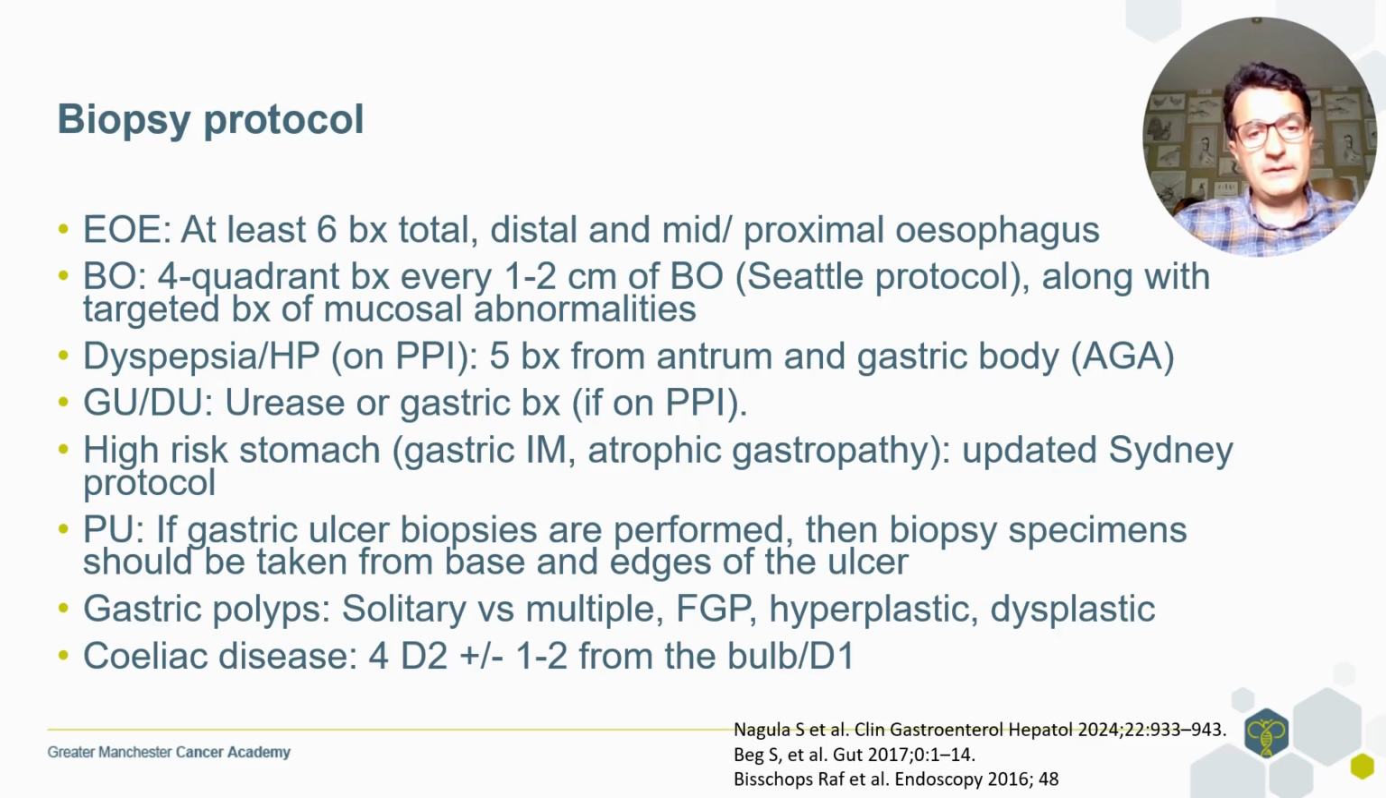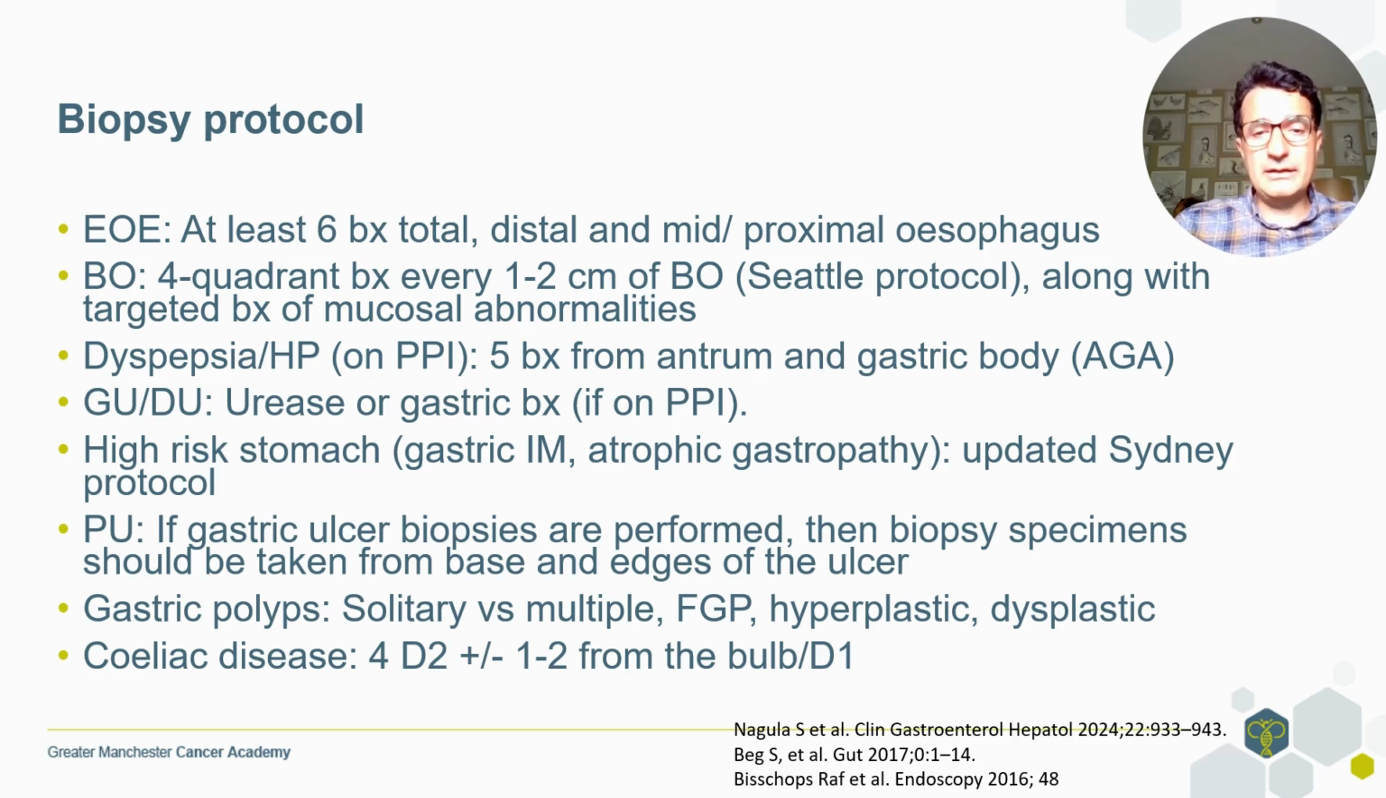For dyspepsia or suspected H. pylori in patients using PPI, 5 biopsies from antrum and gastric body according to AGA guidelines in 2 separate parts. So 3 biopsies from the antrum and incisura in 1 part, and the second part from the body, 1 from the lesser curve and 1 from the greater curve.